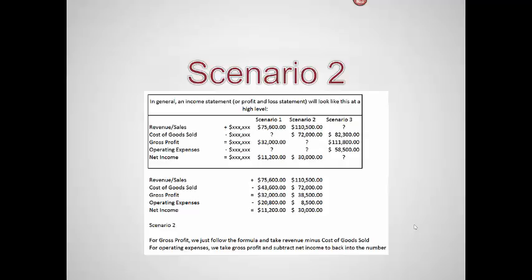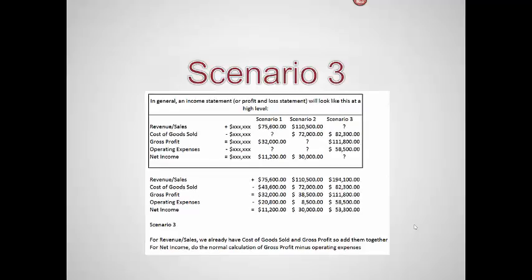And then finally, in scenario three, we're having to back into the revenue. In order to do that, we already have the cost of goods sold and the gross profit, so we add those together, and that gives us our revenue number. When you do that, we come up with a number of $194,100. Then let's do the normal math to make sure that we're coming to that gross profit that's already been given to us. We take the $194,100, subtract $82,300, and we arrive at $111,800.